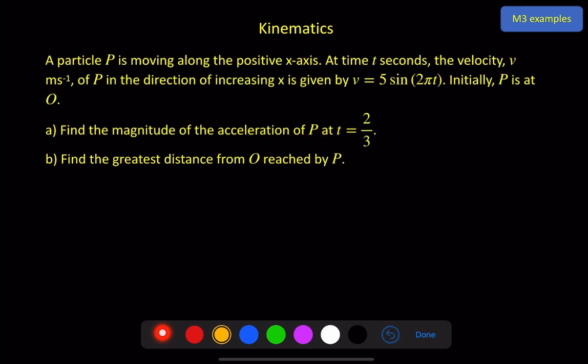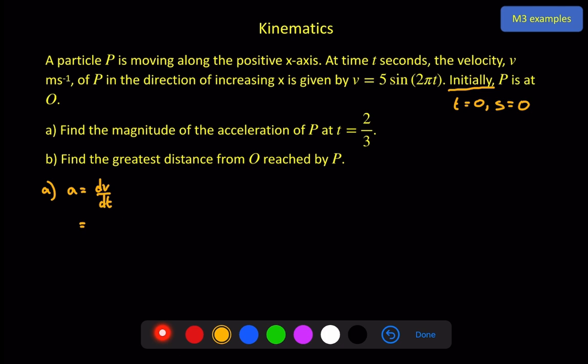Second example. A particle p is moving along the positive x-axis. At time t seconds, the velocity v of p in the direction of increasing x is given by this sine function. Initially p is at O. That word initially means when t is equal to 0, p is at O, so that's s is equal to 0. Find the magnitude of the acceleration of p at t is equal to 2/3. So we need to know the acceleration. We've been told the velocity, so here we are going to differentiate.